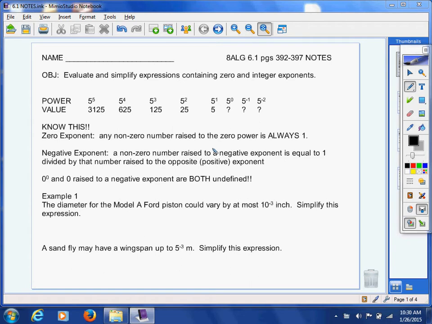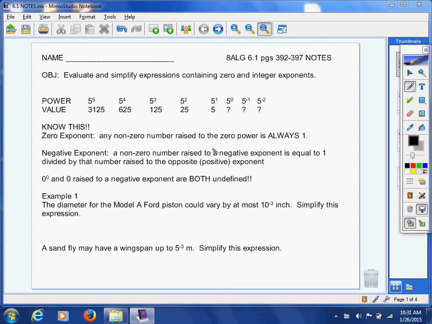As you may recall from last semester, we worked on Chapter 4, Linear Equations, Chapter 5, Systems of Linear Equations and Inequalities, and now we're in Chapter 6. Section 6.1 deals with evaluating and simplifying expressions containing zero and integer exponents. So we're going to get a break from graphing for just a little while. We're just going to focus on exponents and simplifying those expressions with either a zero exponent or an integer exponent.